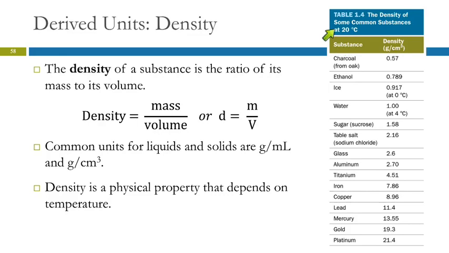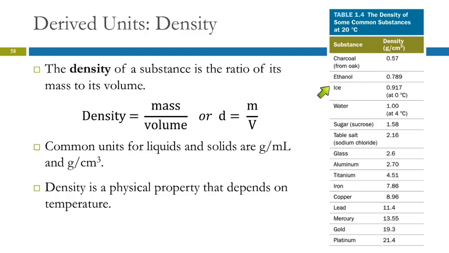So this table shows densities at 20 degrees Celsius. Well, what if you're working with it at 25 degrees Celsius? Is that going to throw everything off? No. But if you're working at 100 or minus 50, then you probably need to consider the temperatures. So over here we have densities listed for several different common substances.